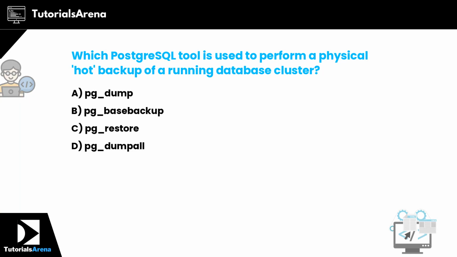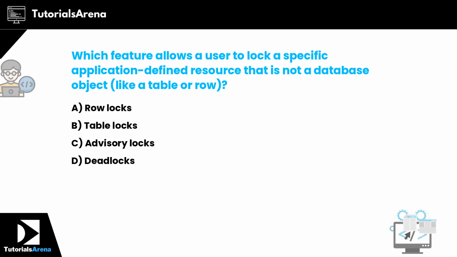Which PostgreSQL tool is used to perform a physical hot backup of a running database cluster? The correct answer is option B, pg_basebackup. Which feature allows a user to lock a specific application-defined resource that is not a database object, like a table or a row? The correct answer is option C, advisory locks.